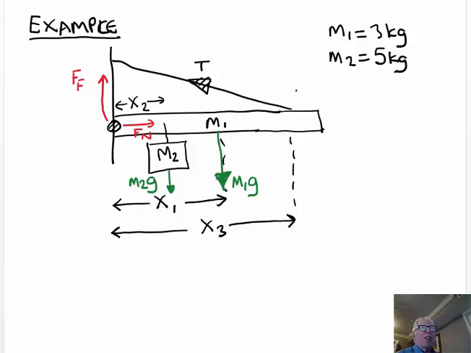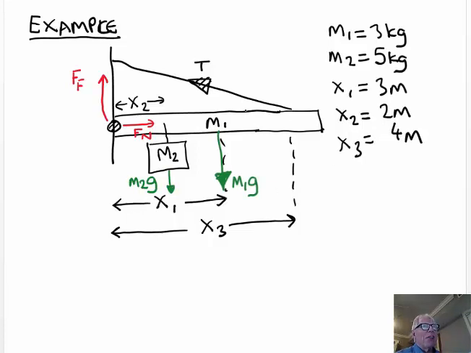And then, of course, we have three distances. We have x1, and this is the distance to there, which is 3 meters. So the beam is 6 meters long. It's a uniform ruler, and so the center of mass is halfway along it. We did this in class. X2 is equal to, let's make that 2 meters away. And then X3, that's to where the string is attached, equals 4 meters.